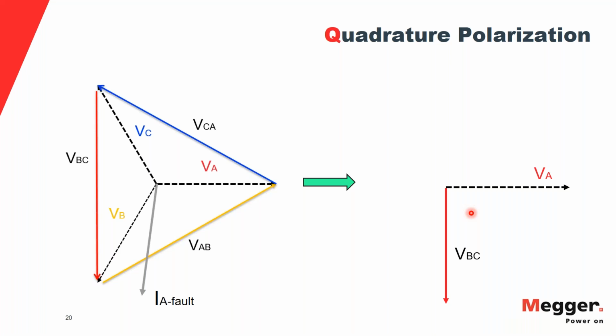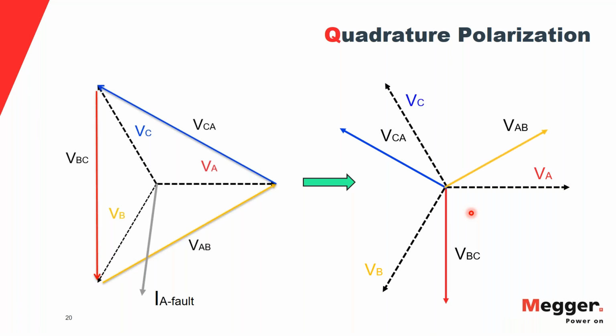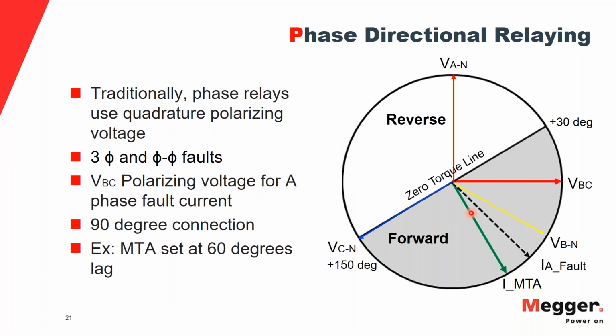So I would use VBC as my reference whenever I see a phase A fault. I would use VCA as reference whenever I see a phase B fault. And I would use VAB as my reference whenever I see a phase C fault. This whole idea of quadrature polarization is employed primarily in phase directional relaying. Phase directional relays are typically implemented in the system to protect against three-phase and phase-to-phase faults. As I explained, VBC is kept as a reference phasor if the fault is on the A side. So for an A phase fault, you have VBC as reference. That's what it is talking about here.